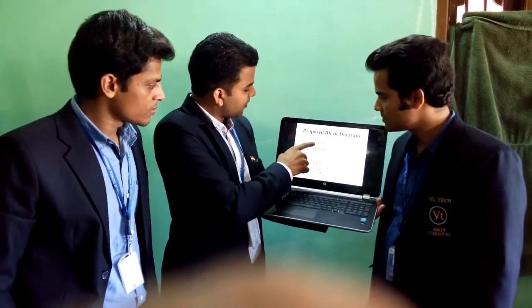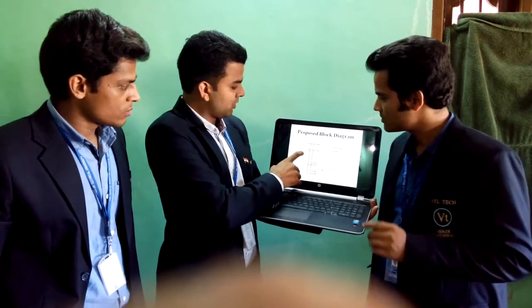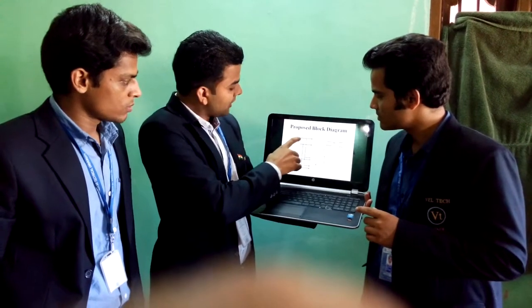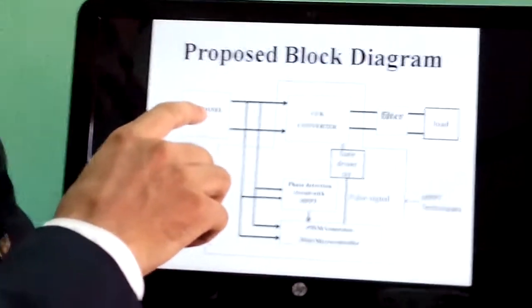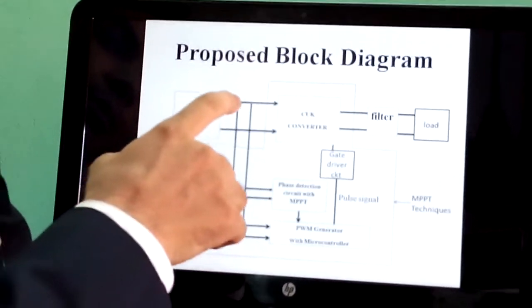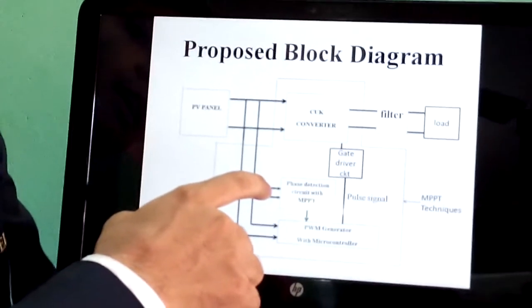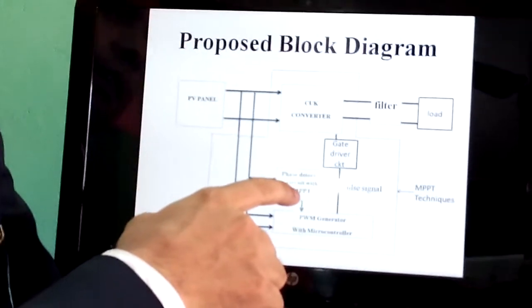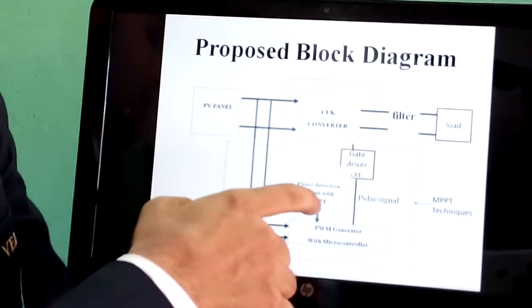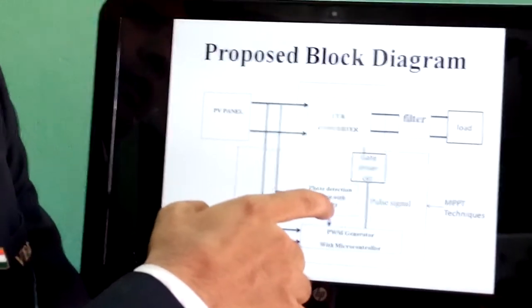So we are going to talk about our block diagram. This is our PV panel, our PV module. It is connected with our converter. This PV module is going to connect with the phase detection circuit with MPPT. This block is inbuilt with the MPPT technique.